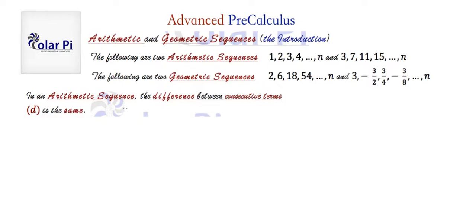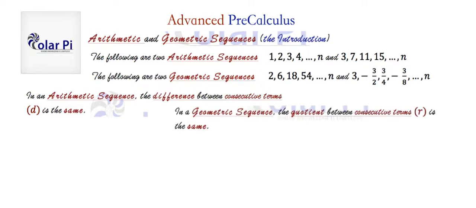And in a geometric sequence, the common ratio, which is the ratio of the next term over the previous term, is referred to as r, and that common ratio is the same between any two consecutive terms. For example, in the first geometric sequence, 54 divided by 18 is the same as 18 divided by 6, which is the same as 6 divided by 2, which is 3. So the common ratio stays the same in geometric sequences, and the common difference stays the same in arithmetic sequences.